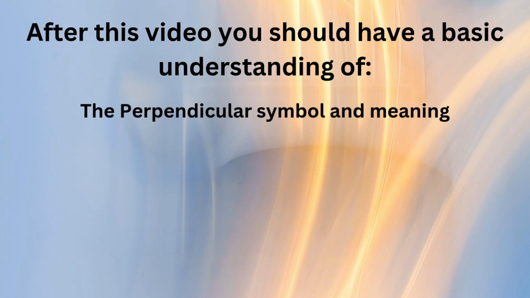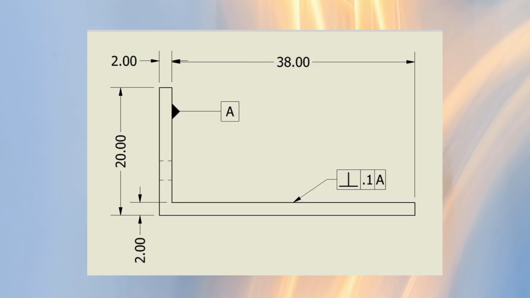In this video we look at the perpendicular control, its meaning, and why it is used. Looking at the drawing we can see a side view of a bracket. This bracket is designed to support another object, in this video a block. It has a datum A on one face of the bracket. It also has a control frame showing the perpendicular symbol.